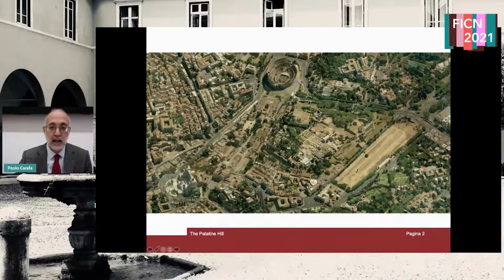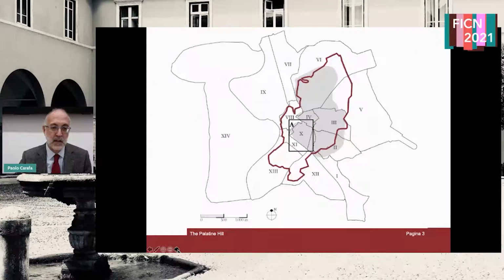You can see here the Colosseum, Circus Maximus, and the hill, as we can see it today, full of ruins and green areas. If we think in terms of the ancient city, we can tell that such a hill has been an important center for the city.